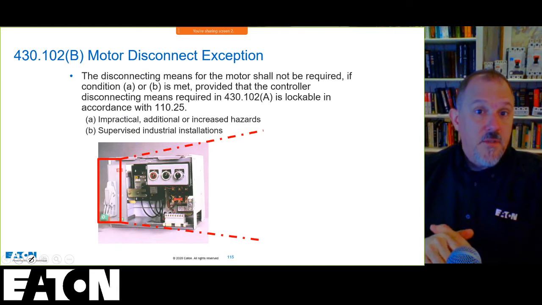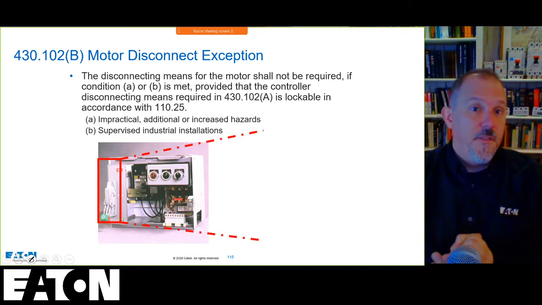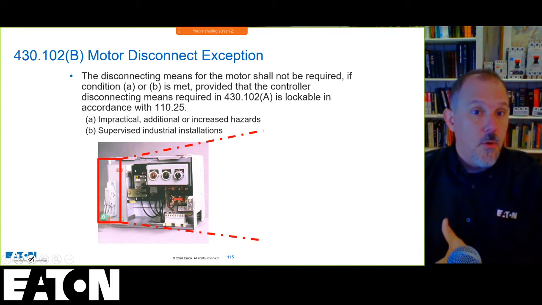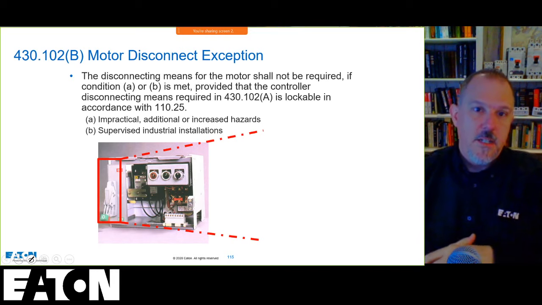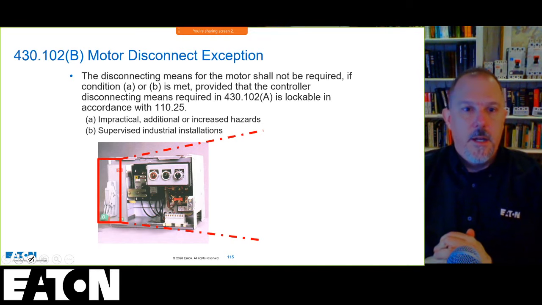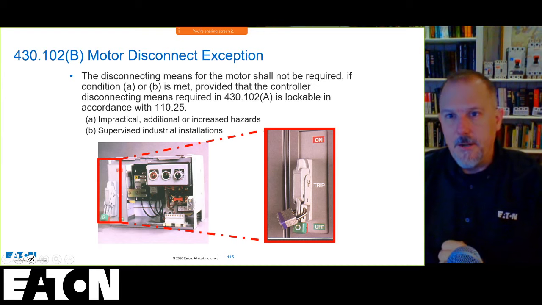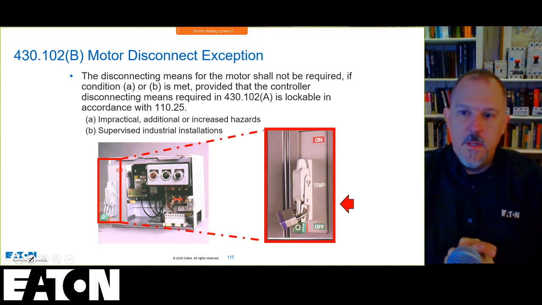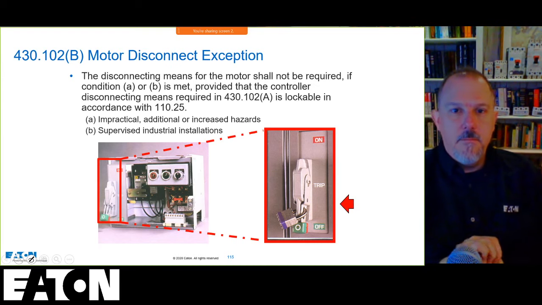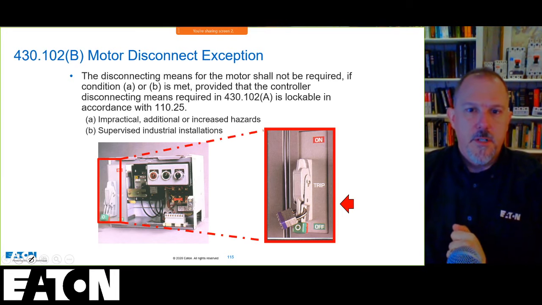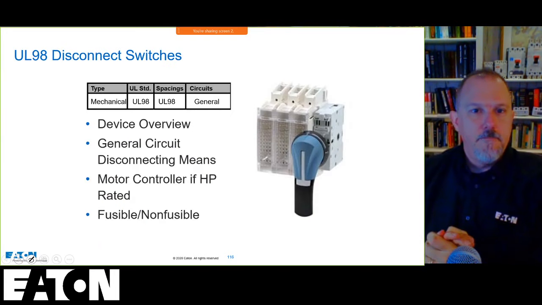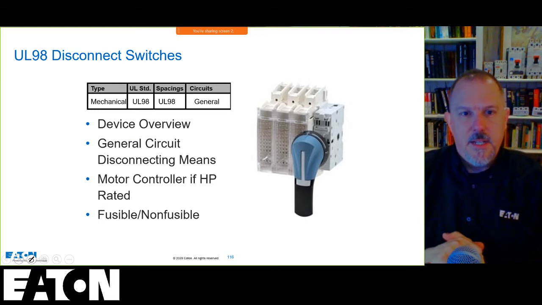The disconnecting means for the motor shall not be required if A and B are met, if it's impractical or creates additional increased hazards, or if you're in a supervised industrial installation. So in those cases, you could have a lockout tagout in the motor control center, etc. All right. Keep going.